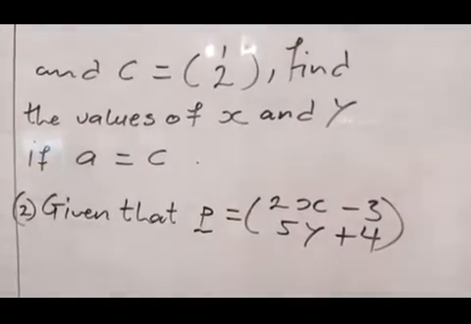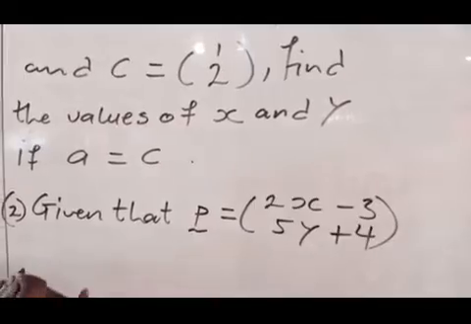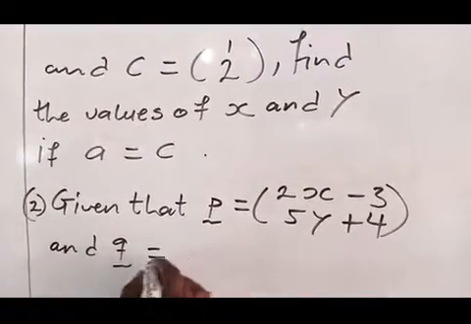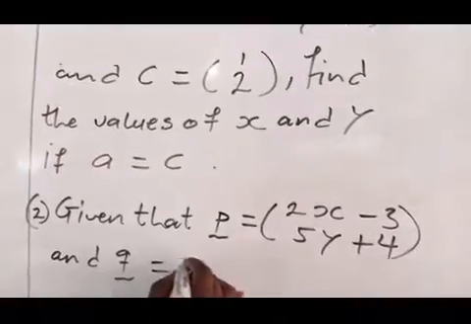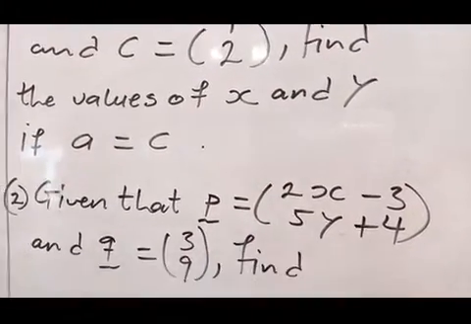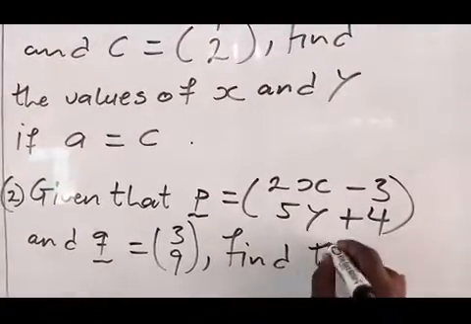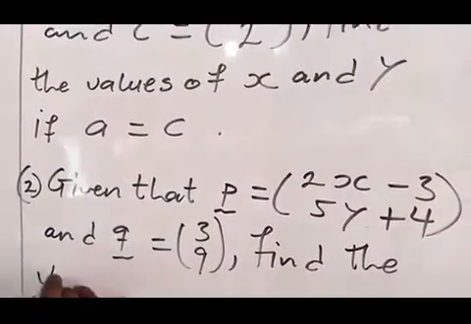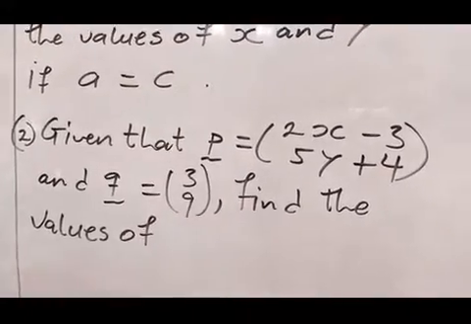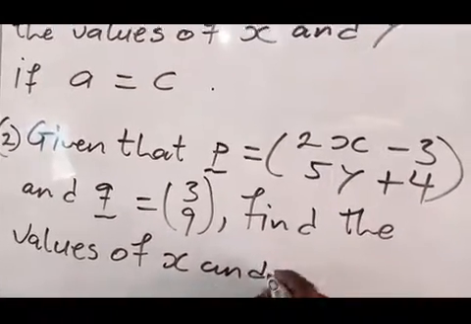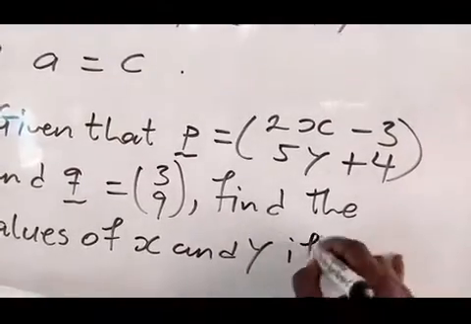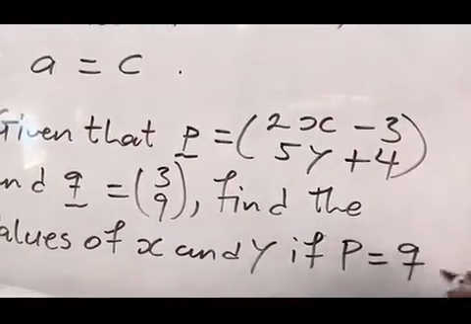Let's take another one. Given that p equals 2x minus 3, 5y plus 4, and q equals 3, 9, find the values of x and y if p is equal to q.